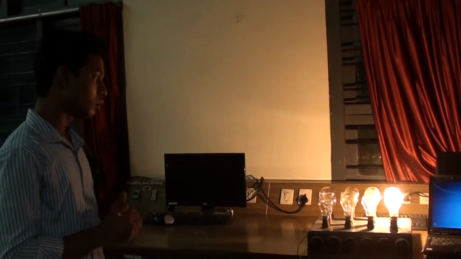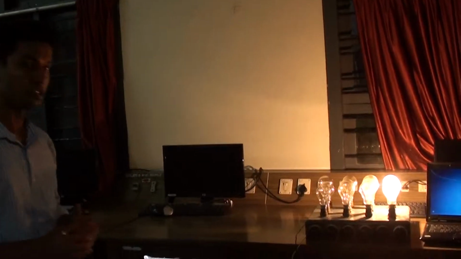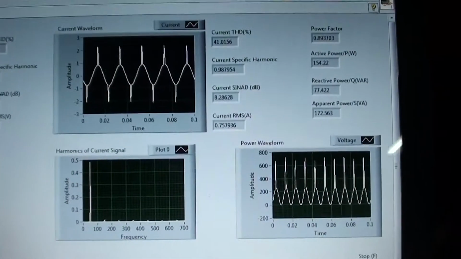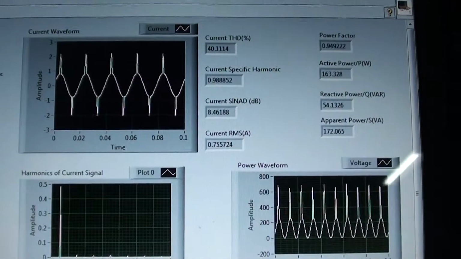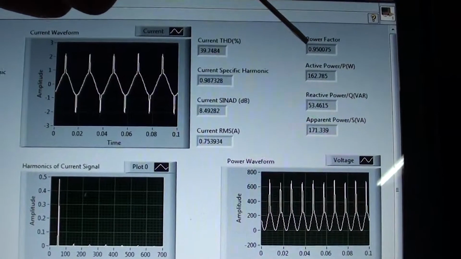So what we can observe here is that since we removed that linear load, the non-linear load dominates the linear load and there is an increase in current THD. The power factor also reduces from 0.99, that is nearly equal to 1, to 0.9495.